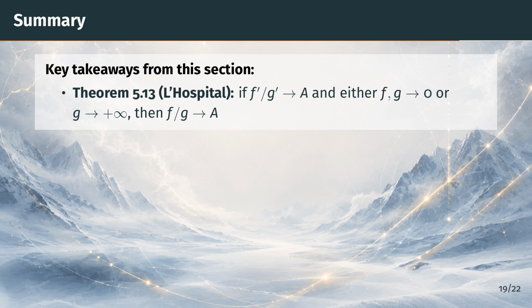Let's review. The star of this section is Theorem 513, L'Hôpital's rule. Its message is simple to remember. If the quotient of the derivatives tends to a limit a, and if we are in one of the two indeterminate situations, either both functions tend to 0 or the denominator tends to plus infinity, then the quotient of the original functions tends to the same limit a. This converts a hard limit into an often easier one.